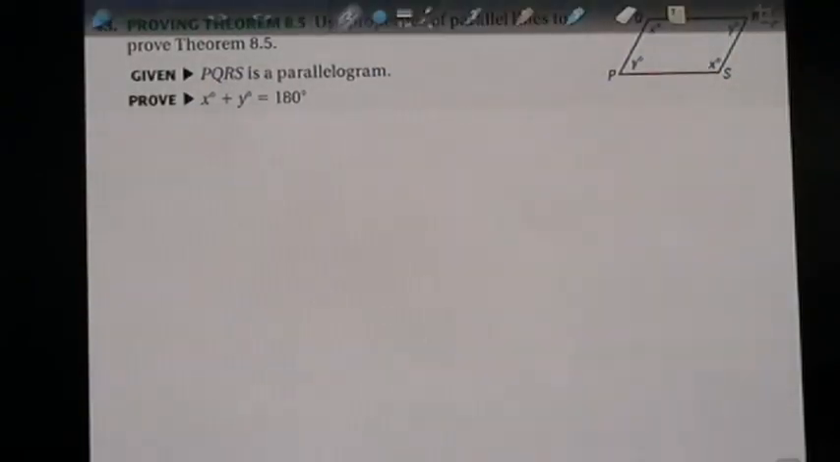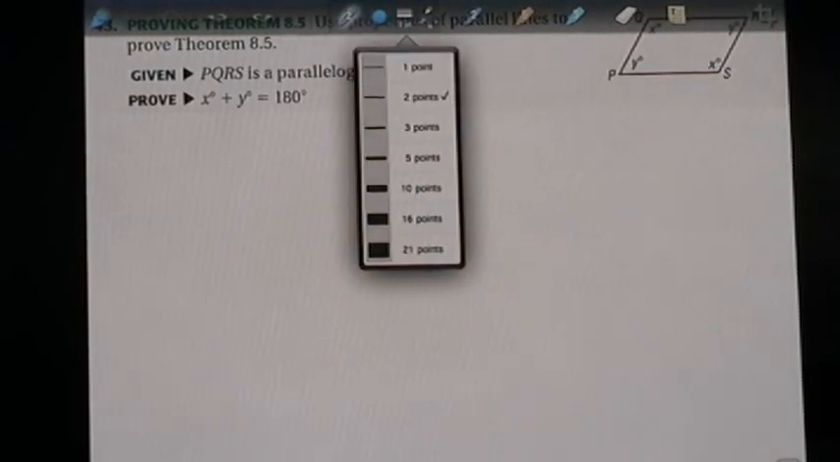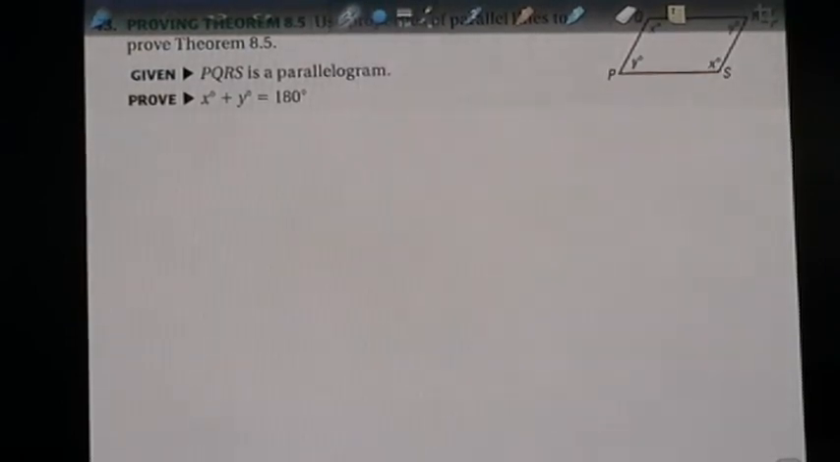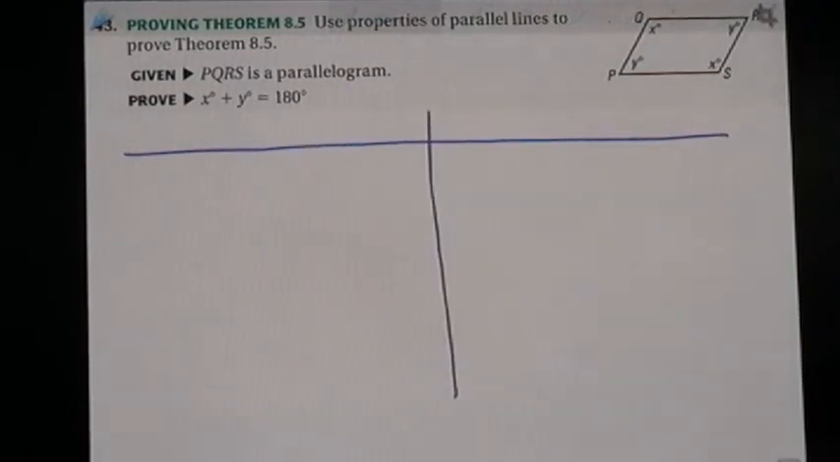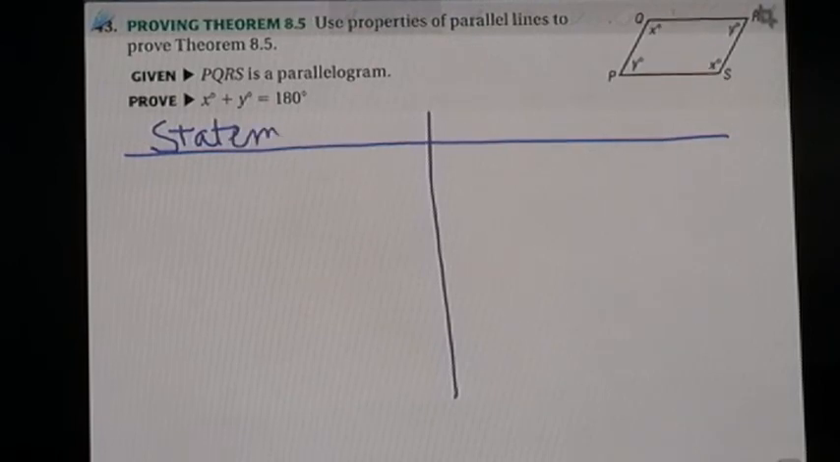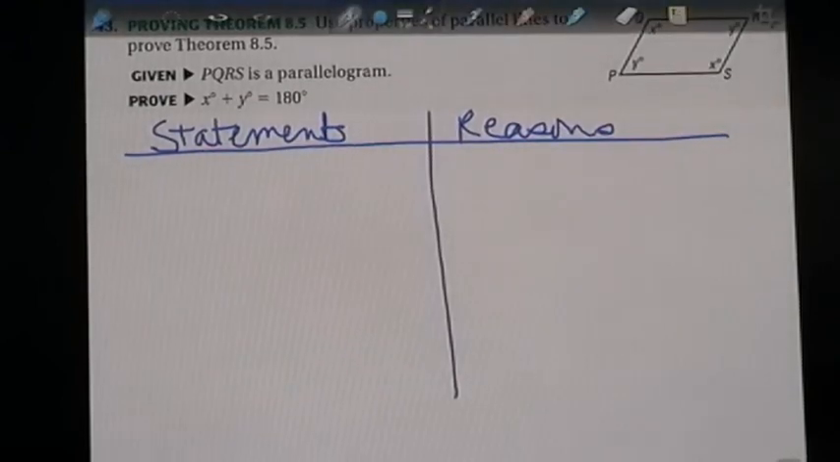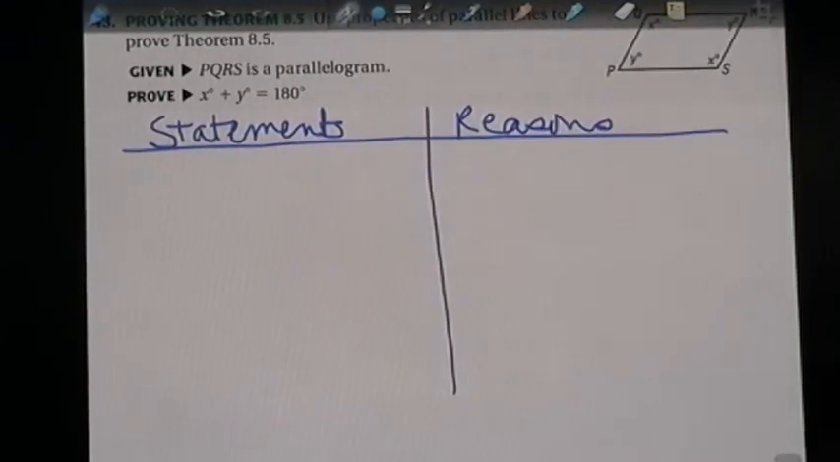Okay, so we're supposed to prove Theorem 8.5. It says use the properties of parallel lines to prove Theorem 8.5. Now if you're going to do that as a 2-column proof, it would look like this. Statements, reasons, and you're supposed to prove that x and y added together are 180 degrees.